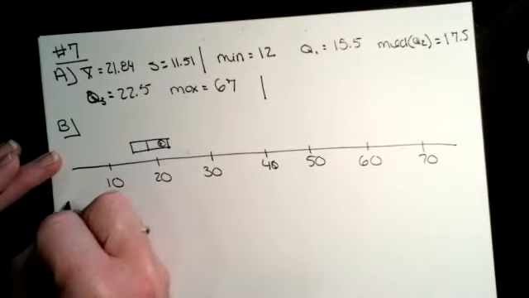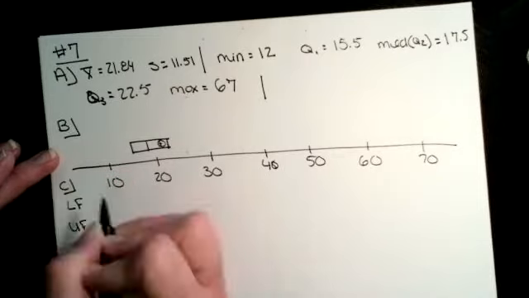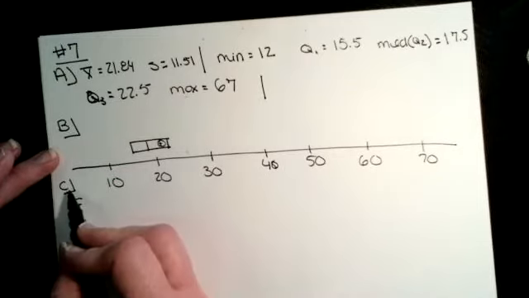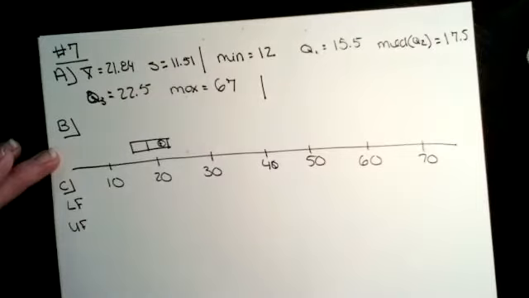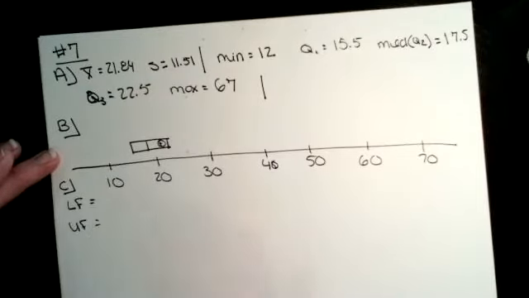So I'm going to calculate the lower fence and the upper fence. And actually, this is what part C asks me to do. It would have been nice if part C came under A and then asked me to draw. But that's okay. Hopefully when you're drawing a box plot, you realize you have to do this first.